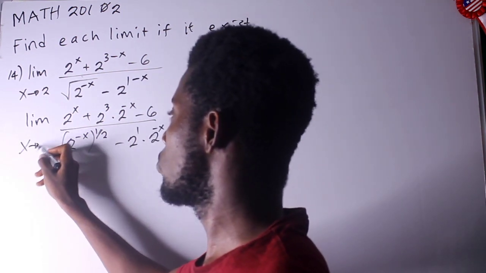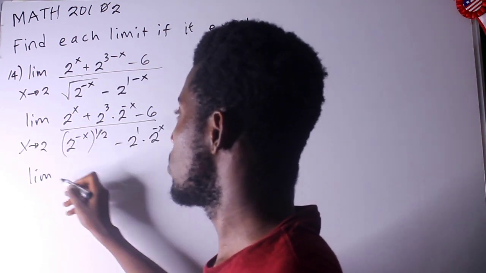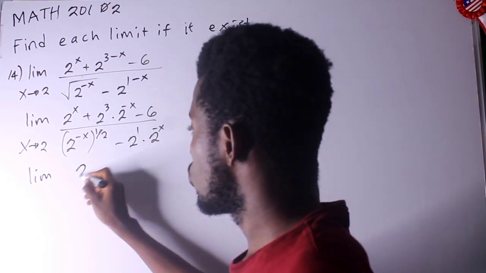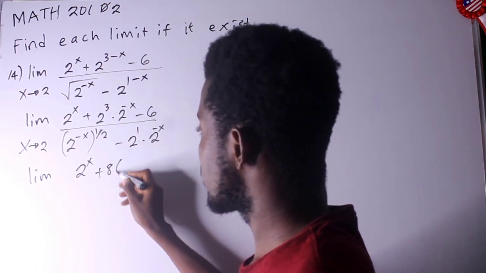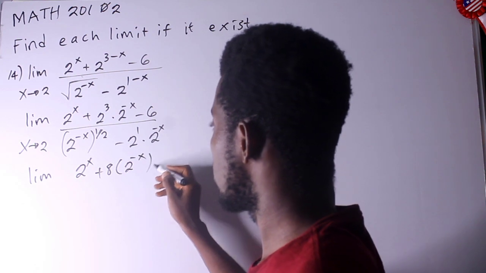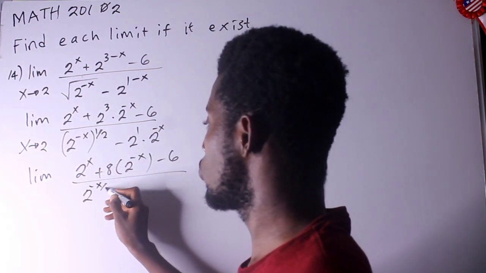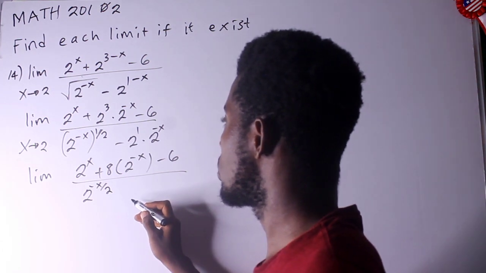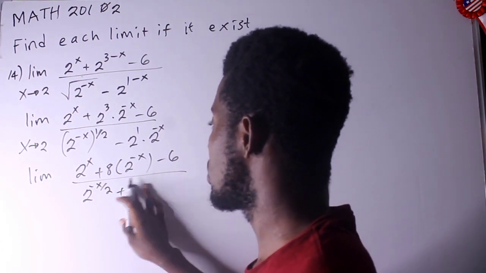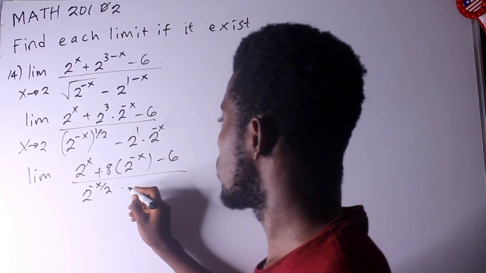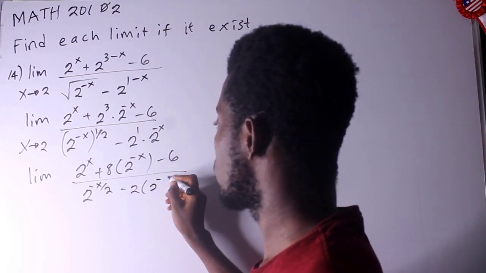As x approaches 2, I will have the limit of 2 raised to the power of x plus 8 times 2 raised to the power of minus x minus 6, over, this is 2 raised to the power of minus x over 2, and then plus is minus 2 times 2 raised to the power of minus x.